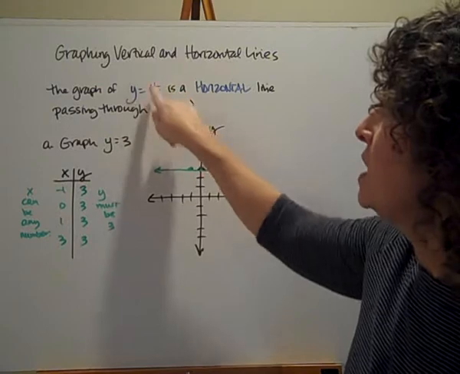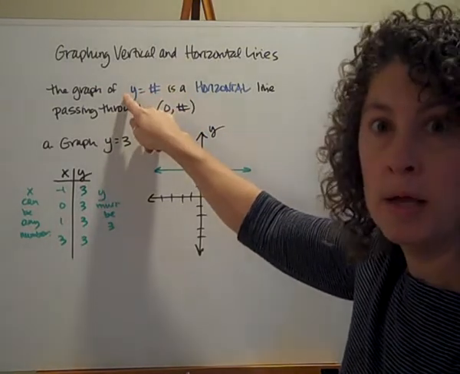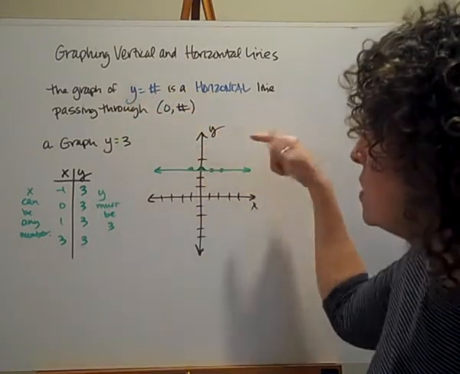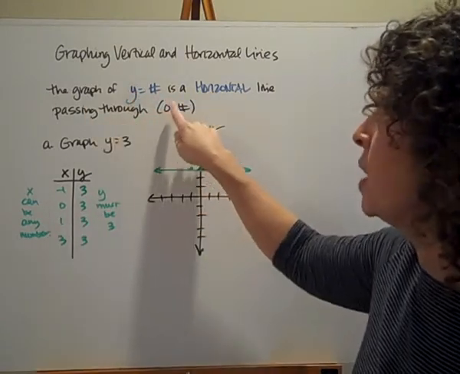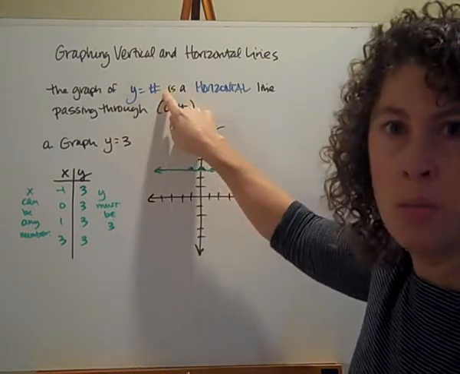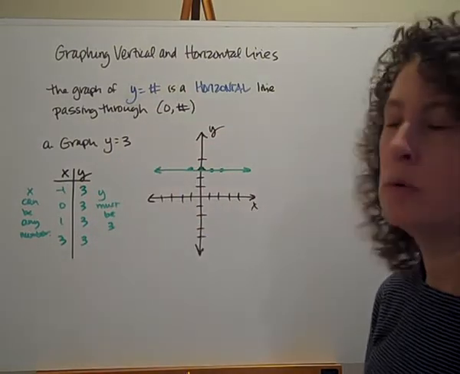So the graph of y equals a number. The only variable that's going to be in this equation is the variable y, so we only have an output. It is a horizontal line that passes through the ordered pair 0, comma, whatever that number was in the original equation. So they're going to ask us to graph y equals 3.